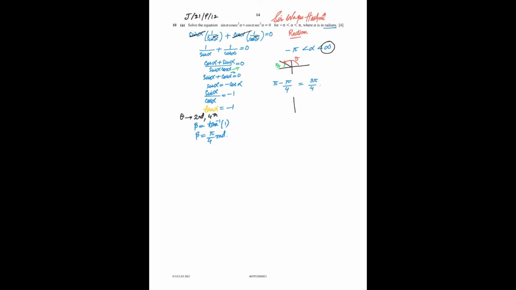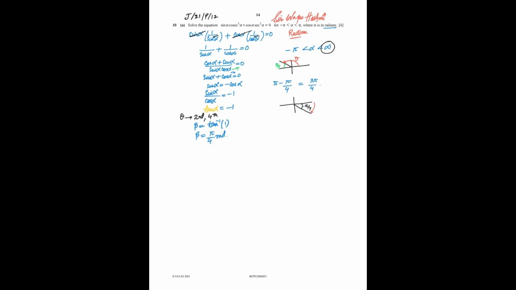For the negative direction in the fourth quadrant, again the value of your base angle beta is the same, that is pi over 4. But now we need to move in the fourth quadrant in a clockwise direction. So that means now we are moving to negative pi by 4.